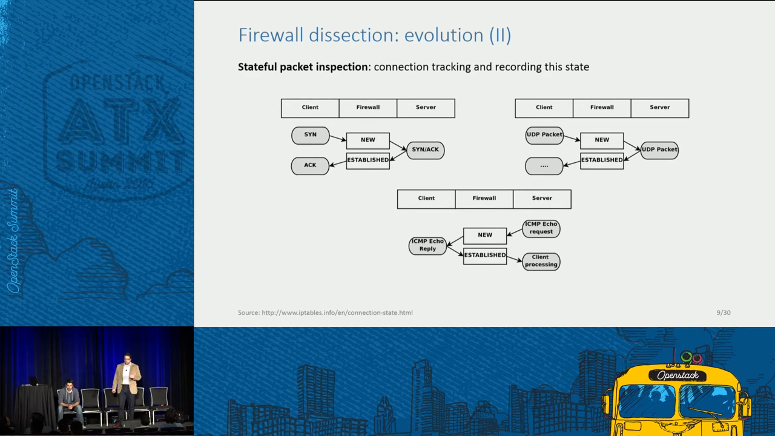Then you have the second stage of a firewall, which is stateful packet inspection. That means not only can you match on those parameters like MAC address, IP address, or protocol, but you will also track the whole connection from the source to the destination. For example, TCP is a connection protocol, you will have your synchronize packets, your acknowledged packets, and you will be able to track the whole connection during the life of this connection.